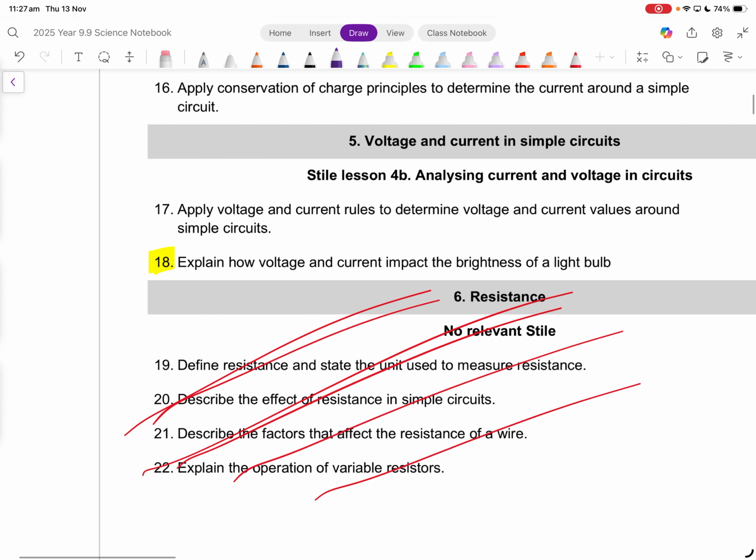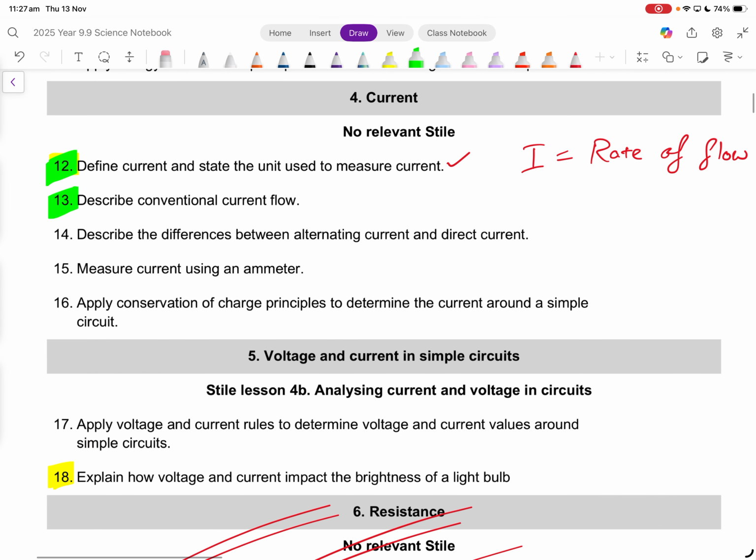So I'm moving on now. We've done 14. Are there any questions about alternating versus direct? Great. Measure current using an ammeter. I'm just going to write a single word. What do we need to do to make sure that this current can be measured using an ammeter? Do we insert it in series or in parallel? Series. Very good. So insert in series. That's all we need to know there.